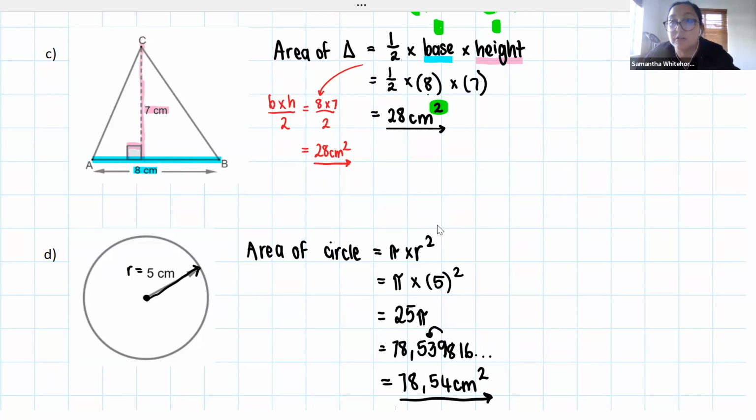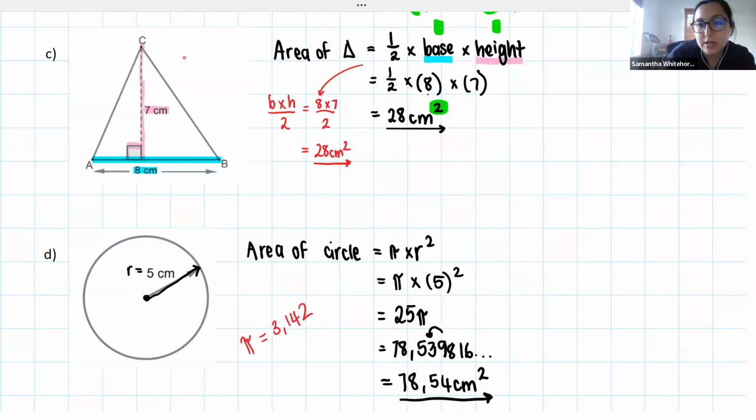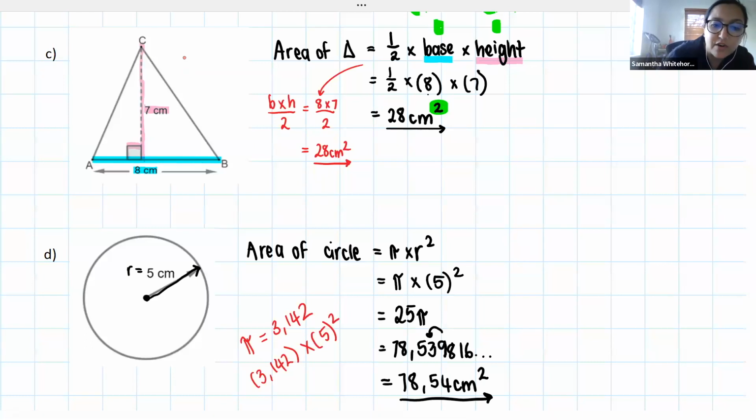So grade 8, I know I've gone off on a bit of a tangent here. Any scientific calculator should have a pi button. If it doesn't have a pi button for whatever reason, please remember that all you do is substitute 3,142 for pi. So in your calculation, you would now say 3,142 times the radius squared, so times 5 squared. That's fine if you don't have a pi button anywhere, use 3,142. That's okay.